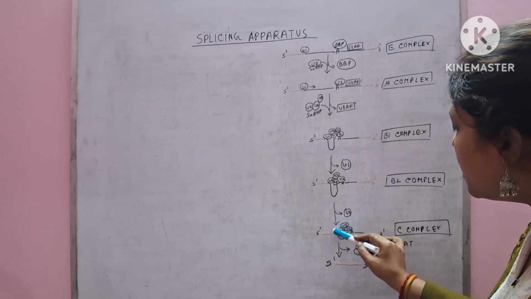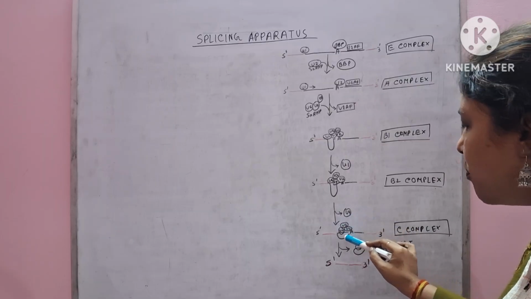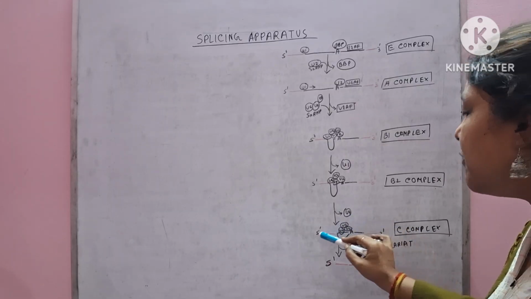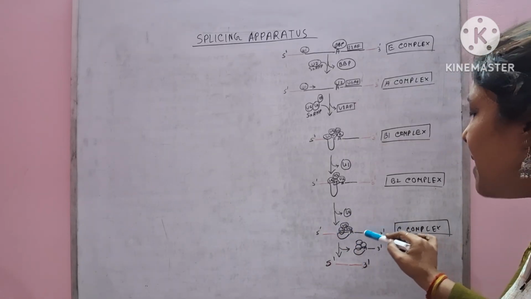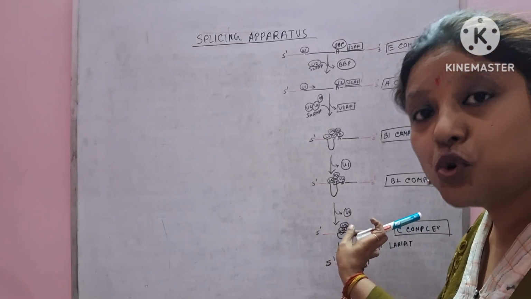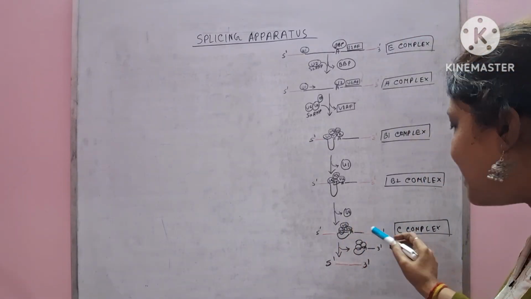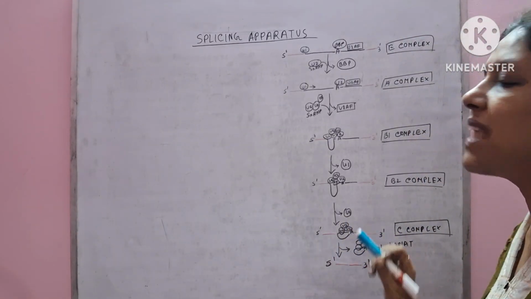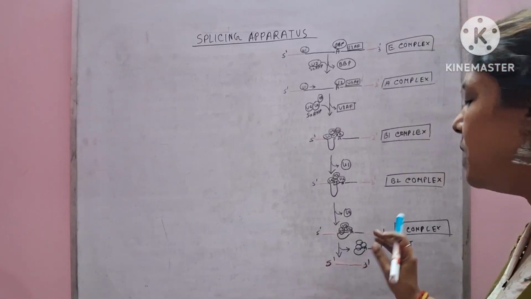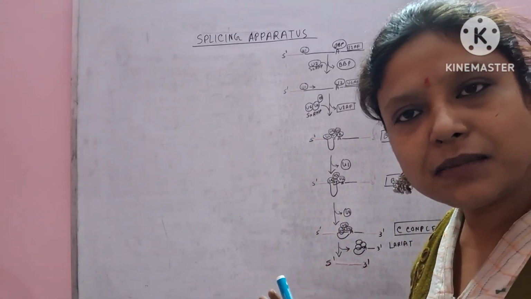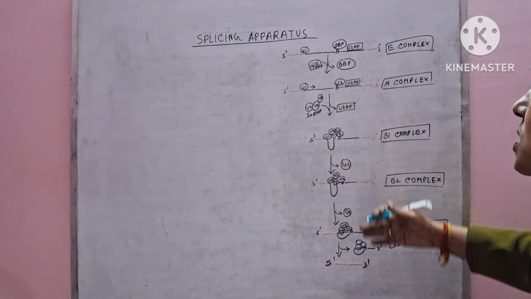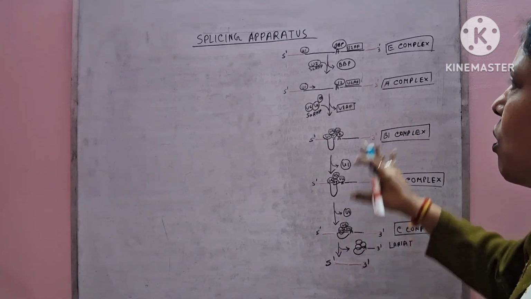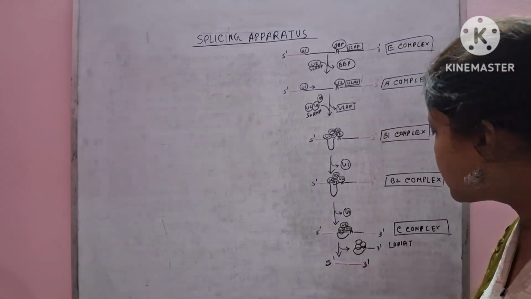So due to the release of this complex with these introns, the 5' exon and the 3' exon come very close together, and that's why these exons are attached to each other to form a complete mRNA. Clear? So this is just the diagrammatic explanation of the splicing apparatus.